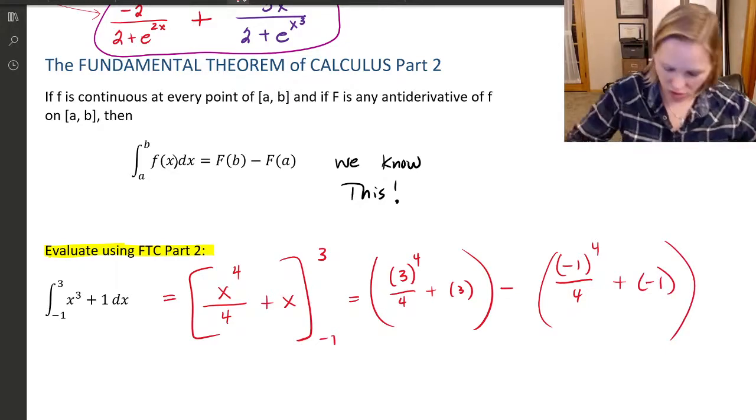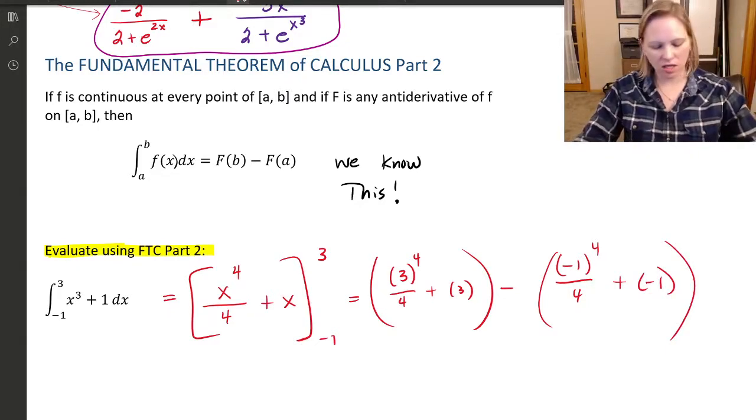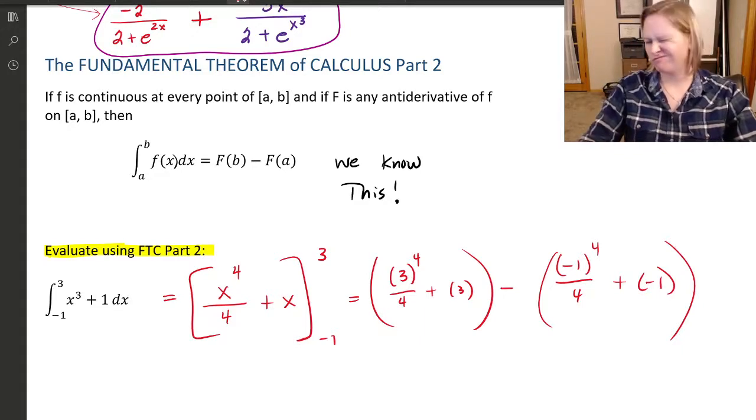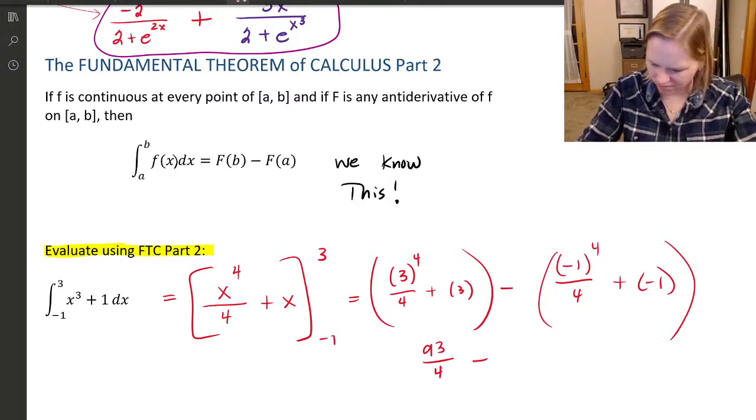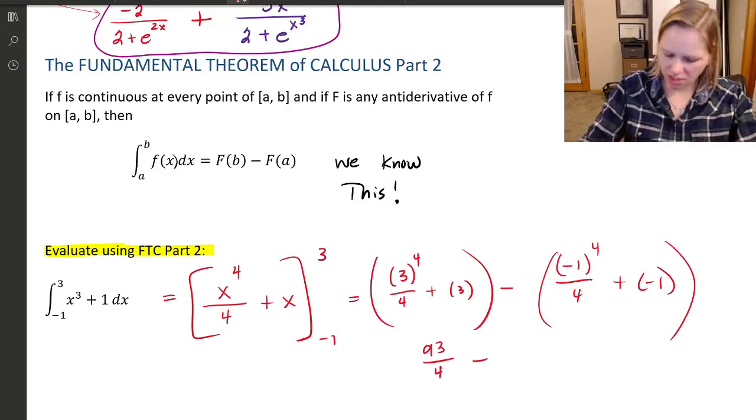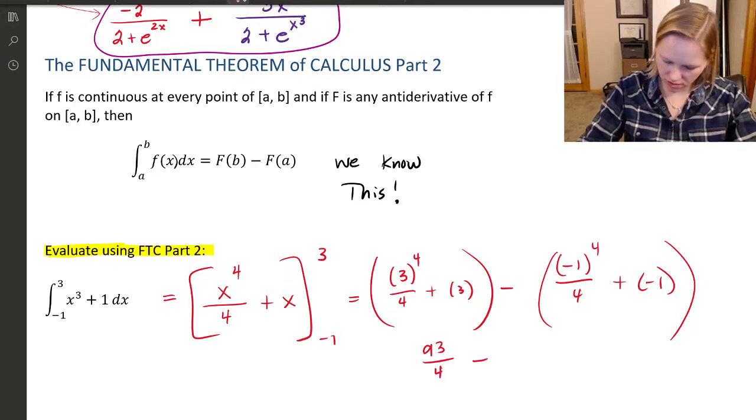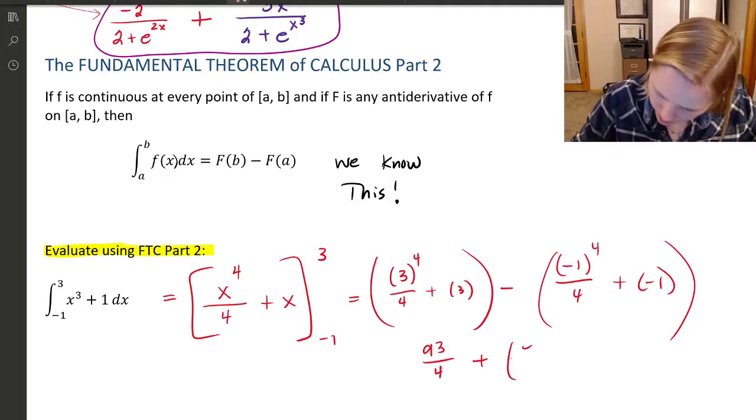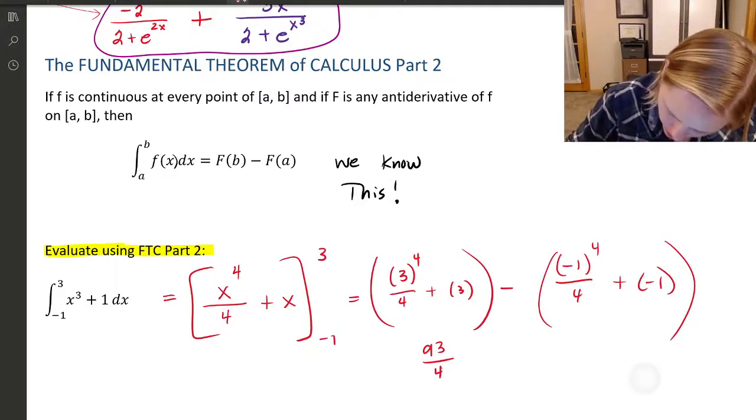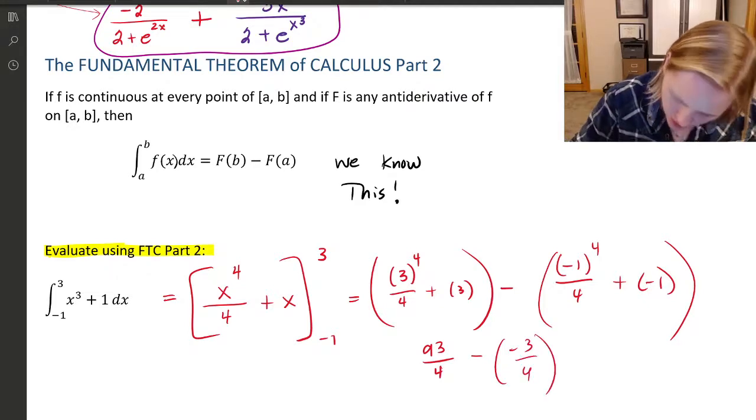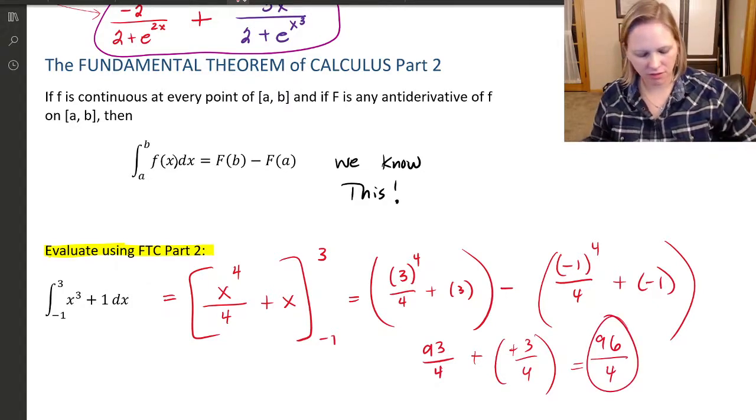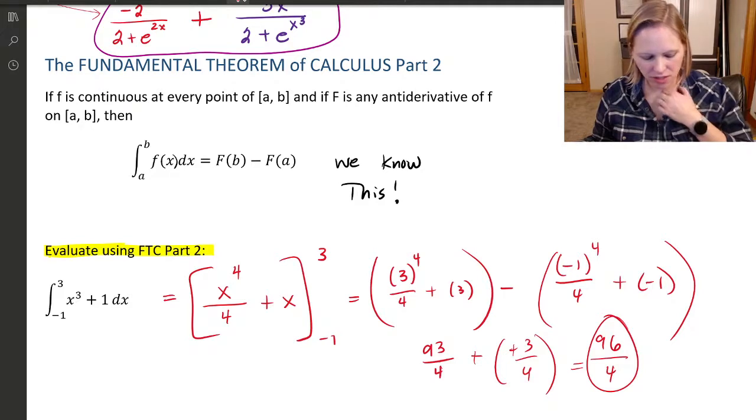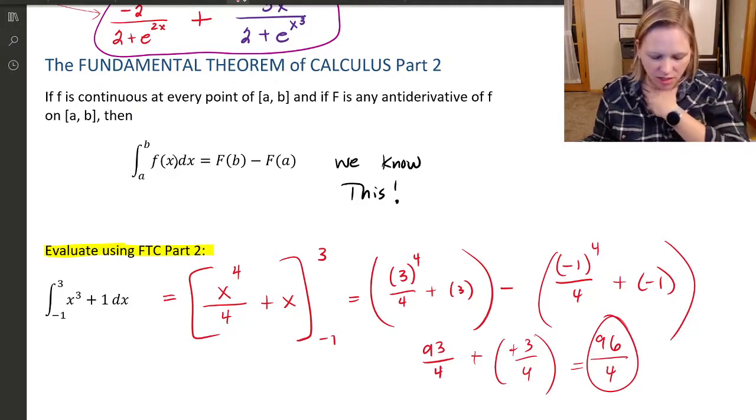So it's not 0 this time, which is unfortunate. So now we actually have to do some thinking. So 81 over 4 plus 12 over 4 is 93 over 4, minus whatever this ends up being: 1/4 plus negative 1 would be negative 3/4. Minus negative 3/4, so plus 3/4, which gives 96 over 4. Hope I didn't make any little arithmetic errors there. But essentially, this is the fundamental theorem of calculus part 2.